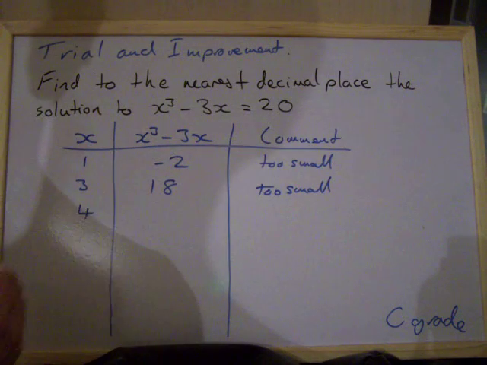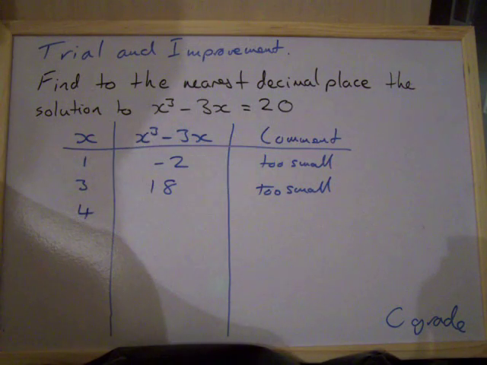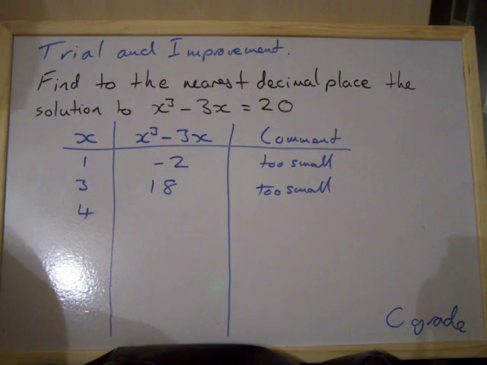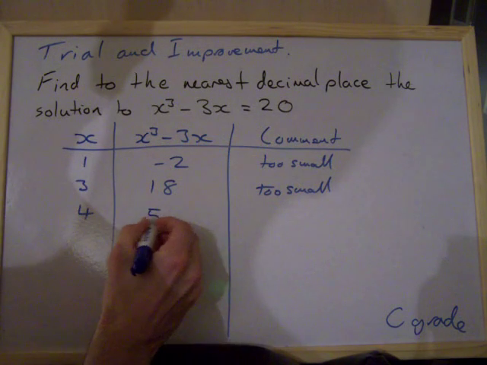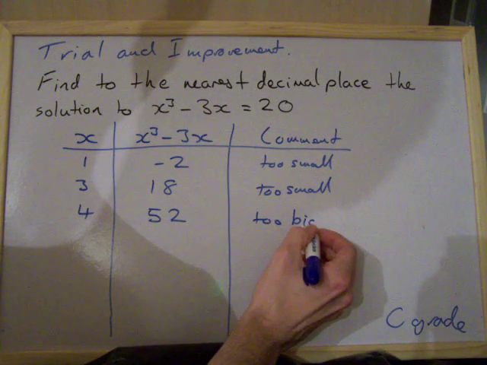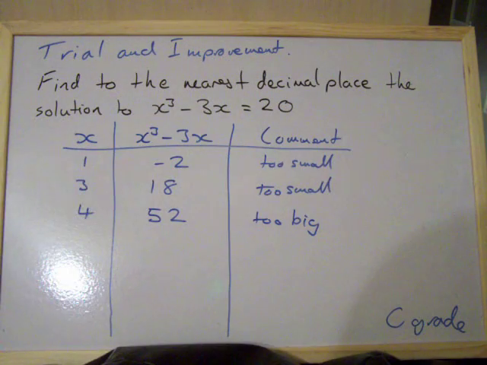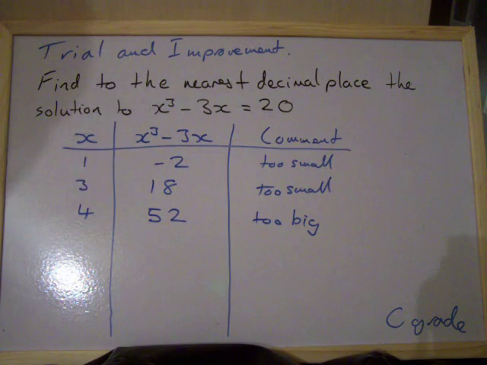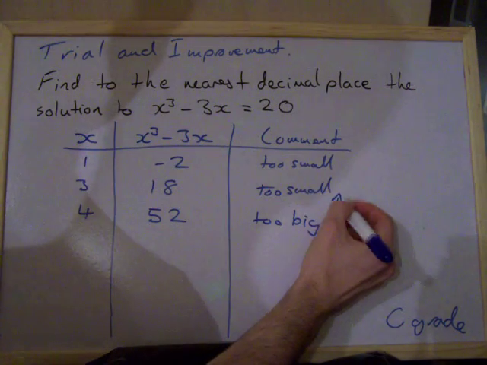Okay, let's try 4. So 4 cubed is 64, minus 3 lots of 4, which is minus 12, and that's going to equal 52. Okay, fantastic, because this one is too big, and that's what we were waiting for. Now we've got two numbers, one that's too small and one that's too big, so it means that the solution must lie between these two numbers.